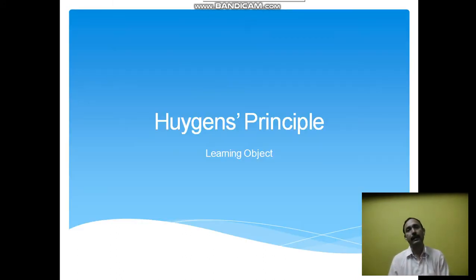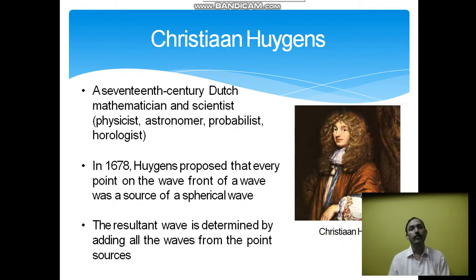We will start with the Huygens principle. This is the learning objective today. Christiaan Huygens, a 17th century Dutch mathematician and physicist, was also an astronomer, probabilist, and horologist. In 1678, Huygens proposed that every point on the wavefront of a wave is the source of a spherical wave. The resultant wave is determined by adding all the waves from the point sources.